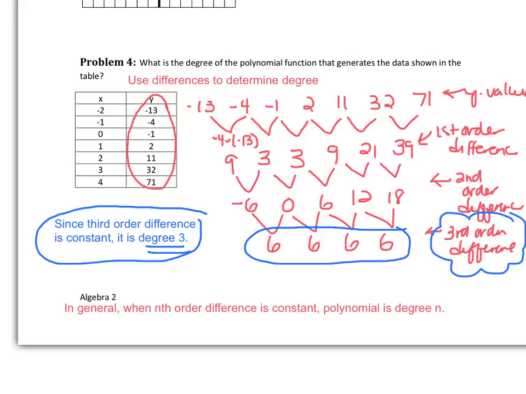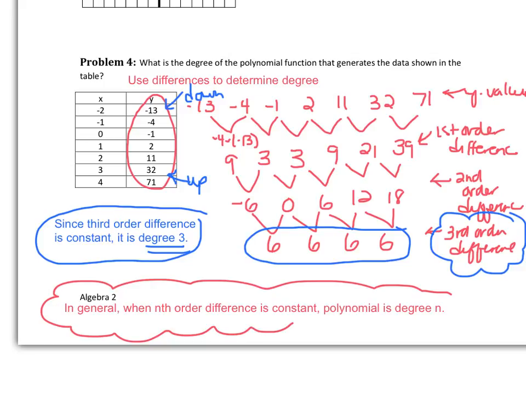The other thing I know is that as I go to the left, my y values go down, and as I go to the right, they go up. I know it has to be an odd degree because I have a down-up relationship here. And so in general, this is the statement we can make: when the nth order difference is constant, the polynomial is degree n. We had our third order difference constant, so I know it's degree 3.